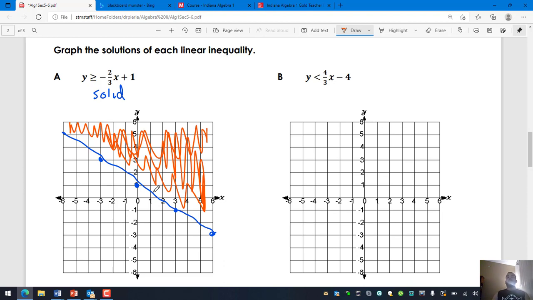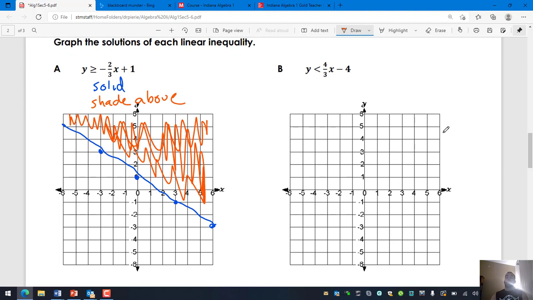This inequality has two characteristics. It's a solid line, and I shade above. Other than that, it's basically just graphing a line in slope-intercept form. Okay, now let's look at example B. Once again, they were super nice to me. They already put it in slope-intercept form. I don't have to do anything to it.